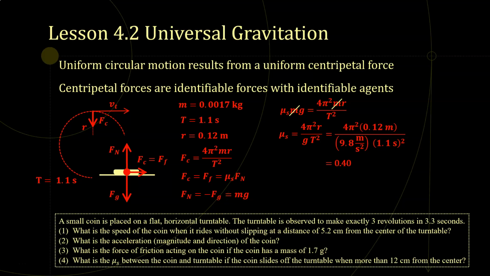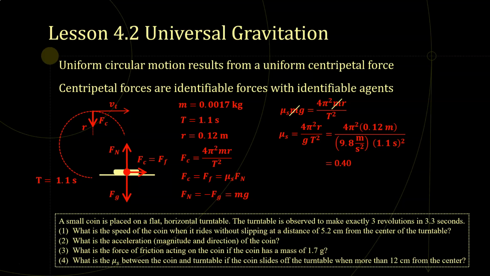Okay, so this was an interesting problem related to centripetal motion, uniform circular motion, but it's not universal gravitation like the title of this lesson says. And the reason we started with this problem is just to reinforce, first of all, our solution strategy for centripetal motion problems. Notice that I figured out what the centripetal force was, what the agent of the force was. In this case, it was friction.